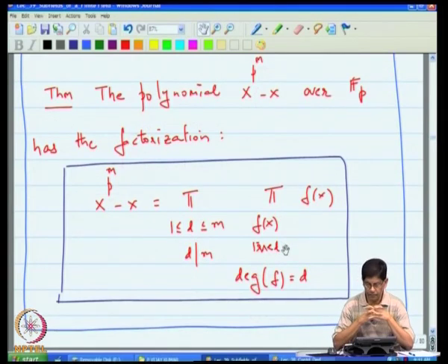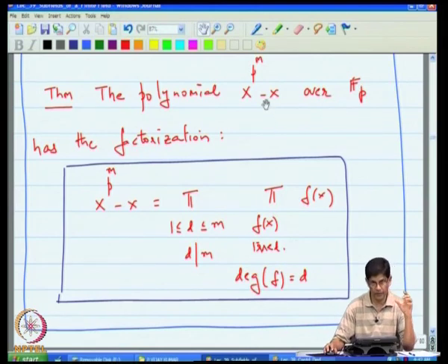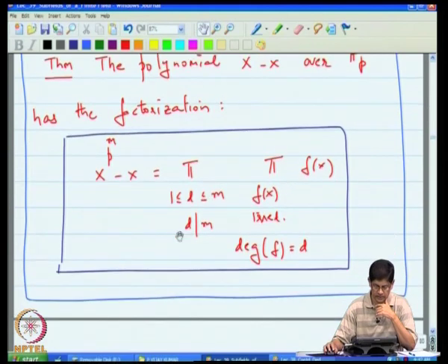We are not very far from completing our discussion on finite fields. We need to wrap up the discussion on minimal polynomials and one other topic. This theorem gets us a start on that. We are now back to discussing polynomials. The polynomial x to the p to the m minus x over F_p has the following factorization: it is the product of irreducible polynomials.